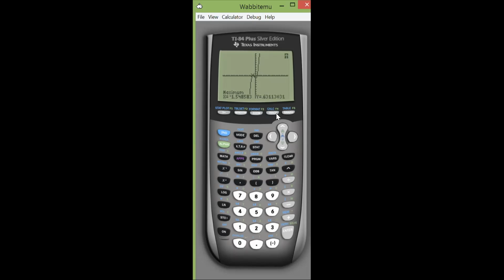And then for the local min, I'm going to go back to second trace, option number 3. So left bound, right bound, and then guess. And you're going to see it's about 0.22. And the y coordinate is negative 2.11. But we only need the x coordinate, so I'll round it to 0.22. With that being said, let me get back to the solution.